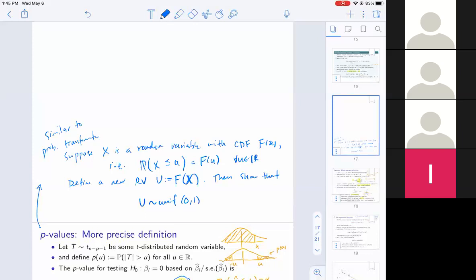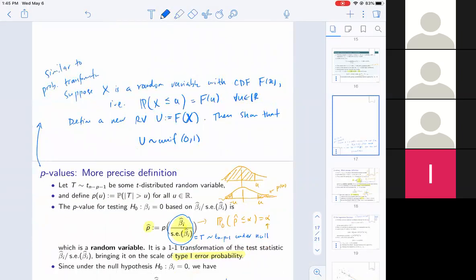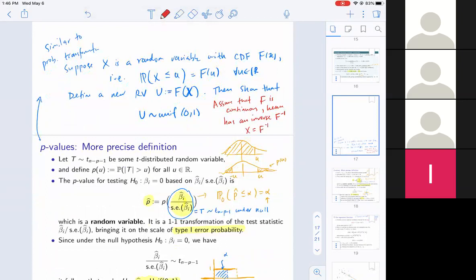So, hint: we need to assume that F is continuous, hence it has an inverse, F inverse. So you have an inverse, okay? So I can write X as F inverse of U. Use this fact. So, exercise. If you understand this, then you can also do the other one. Okay, does that make sense?